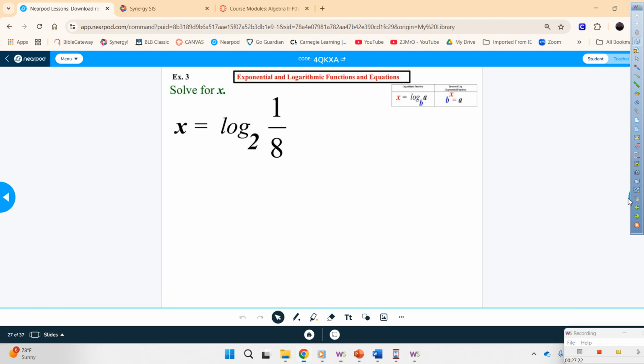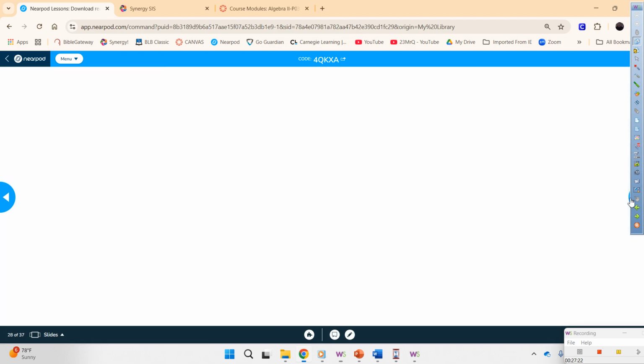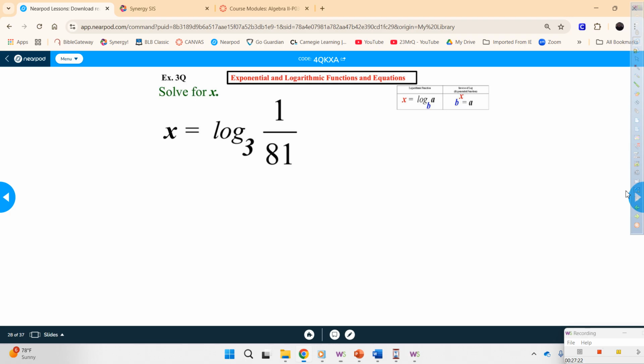Copy this one. Example 3Q. X equals log base 3 of 1 over 81. Very similar to the one we just did. I'm going to give you a head start. See if you can solve for x. Go.